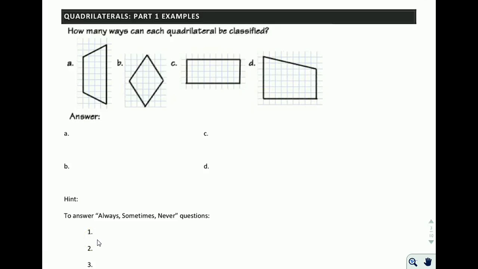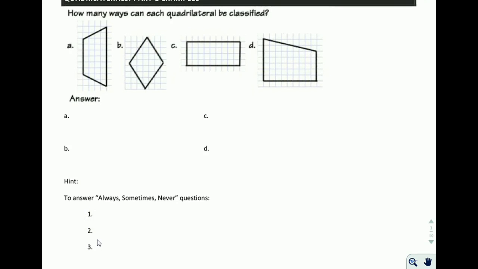Let's look at some of the Part 1 examples. First question asks, how many ways can each quadrilateral be classified? To do that, let's come up with a list of all the different possible names.